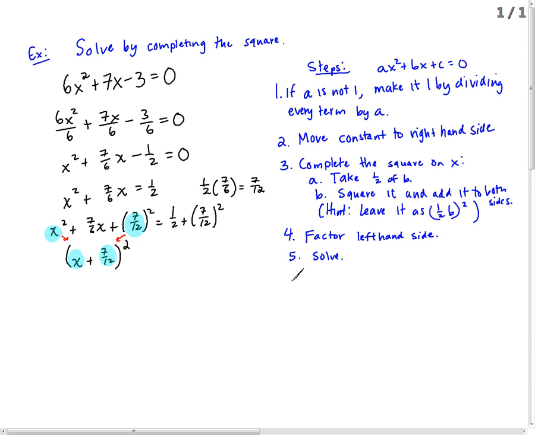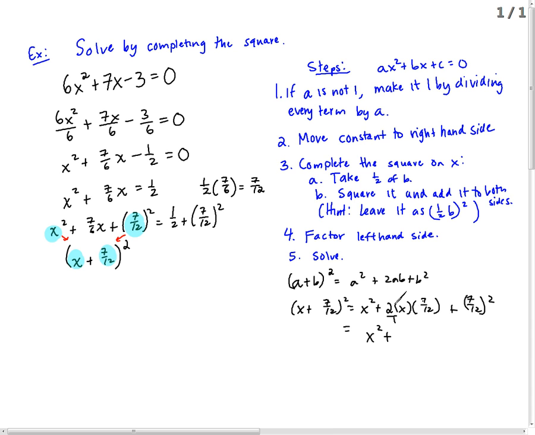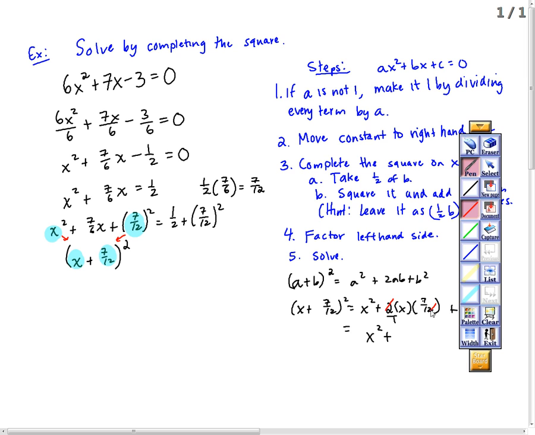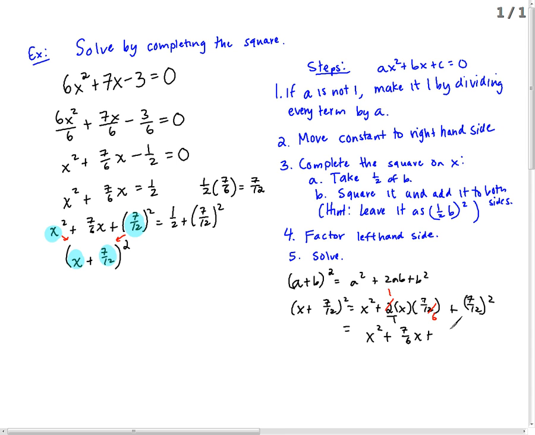So let's verify over here. If I have a plus b squared, that's a squared plus 2ab plus b squared. So if I have x plus 7/12 squared, that's the first term squared, so x squared plus 2 times x times 7/12, it's like 2/1, plus the last piece squared. So I'm going to write this as 7/12 squared. So I get x squared plus, well, I can reduce this. I have 2 and a 12, so I can write this as a 1 and a 6. So I can reduce this as 7/6 times x plus 7/12 squared. So it is the same thing.